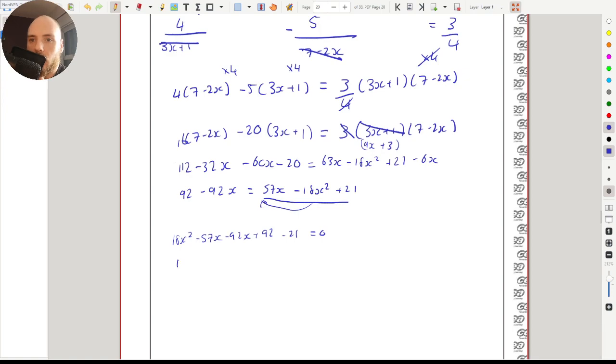Okay, so it'll still be 18x squared minus 57 minus 92 minus 149, and then 92 minus 21 will give us 71. Yeah, so plus 71, all equal to 0. We've got the x in there. And then what we'll do is, this is A, B, and C. And then we'll do the minus B plus or minus the square root of B squared minus 4AC all over 2A. Okay. And what I like to do is I like to split it out.